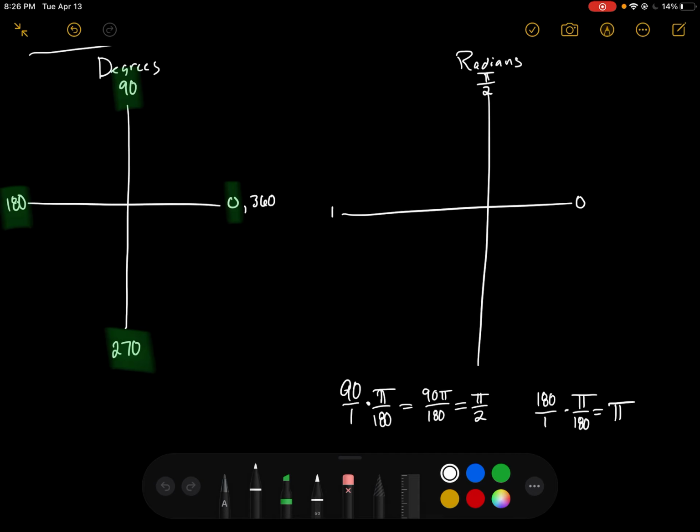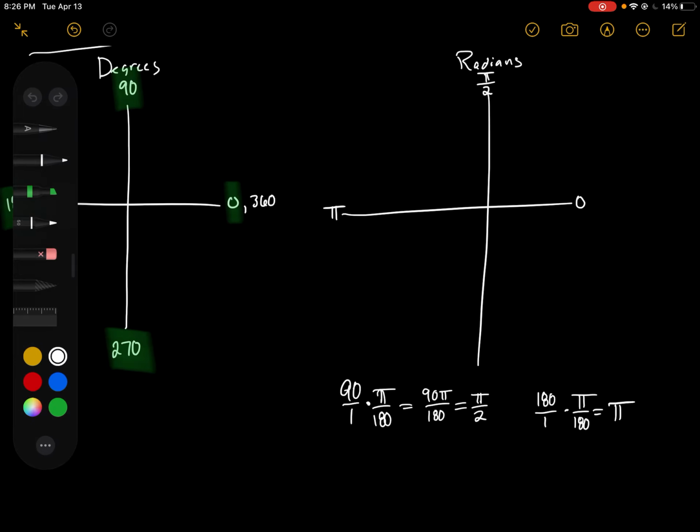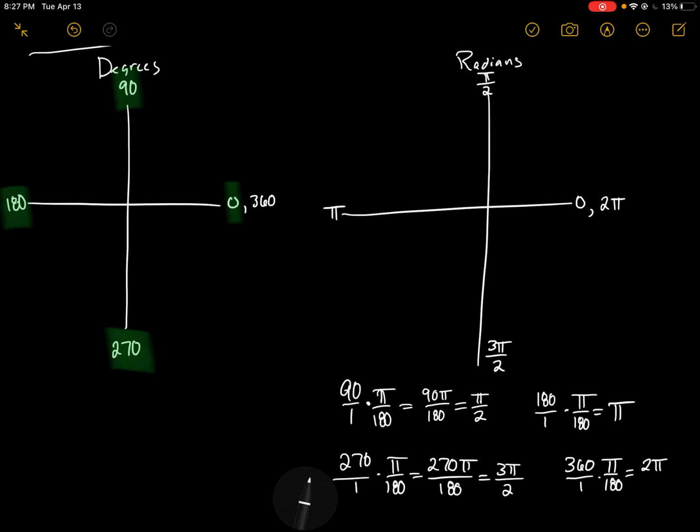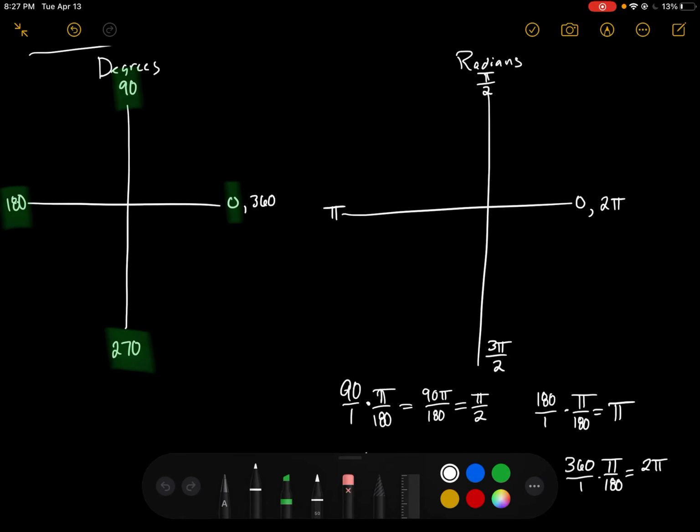Let's keep going for 180. Put that over 1. Multiply by pi over 180. The 180s cancel, or simplify to 1, and we just have simply pi. Next, we have 270. Again, multiply by pi over 180. We have 270 pi over 180, and this simplifies to 3 pi over 2. So we can put that right here. And then finally, 360 degrees, multiply again by pi over 180 to convert to radians, and this is going to equal 2 pi.